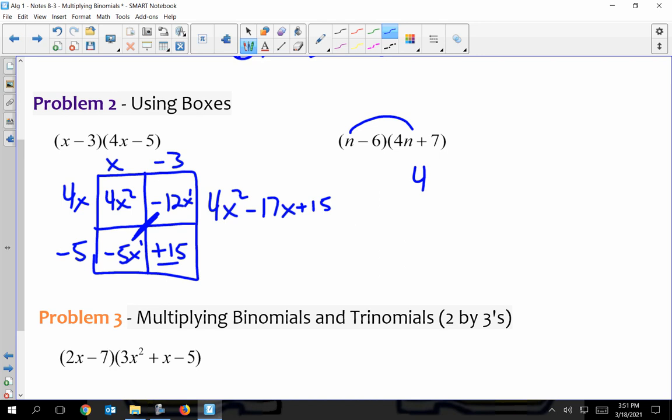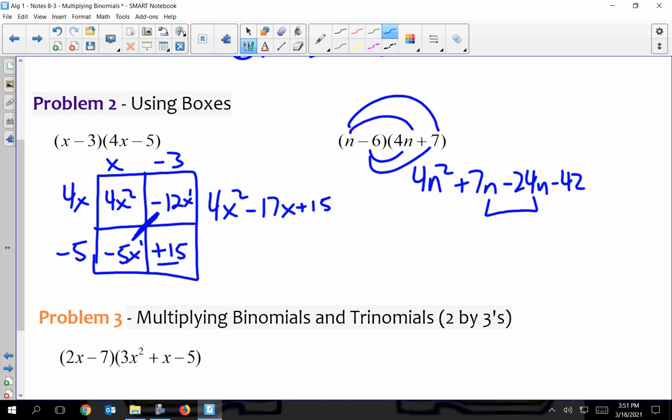So n times 4n is 4n squared. N times 7 is positive 7n. Negative 6 times 4n is negative 24n. And then negative 6 times 7, negative 42. I can put these together because the variables and powers are the same. 4n squared, that gets me a negative 17n and minus 42. So either way, box or foil, that's the answer that you should have got. Okay.